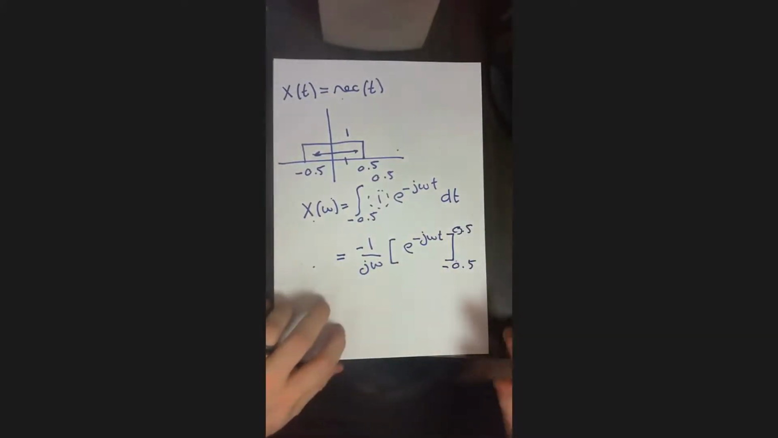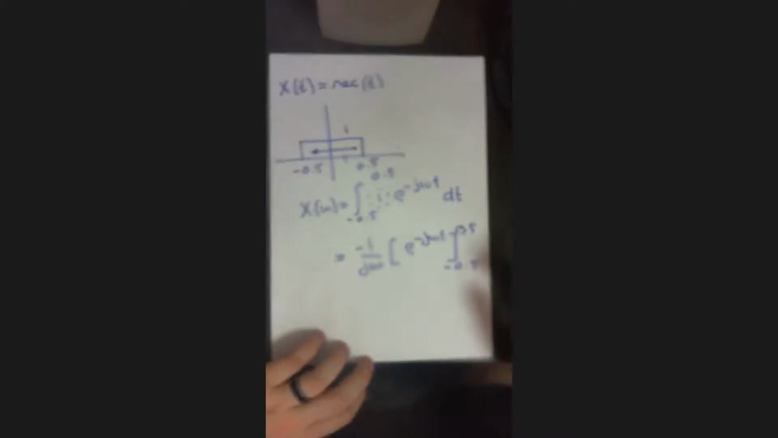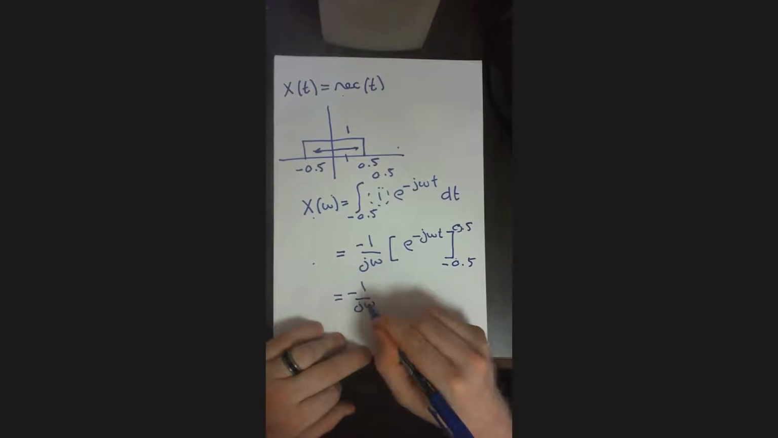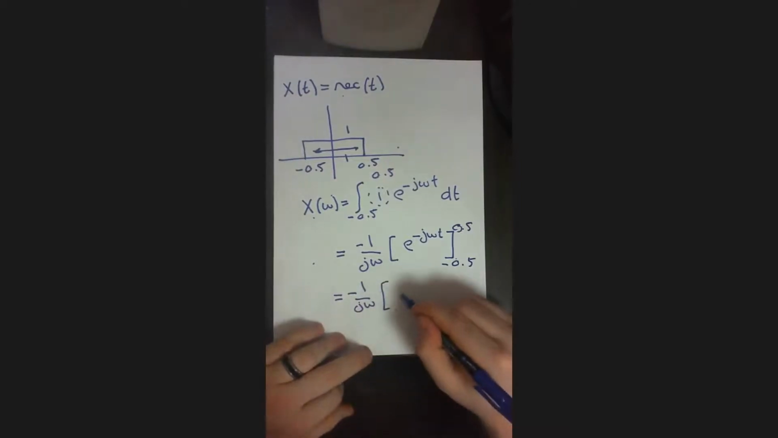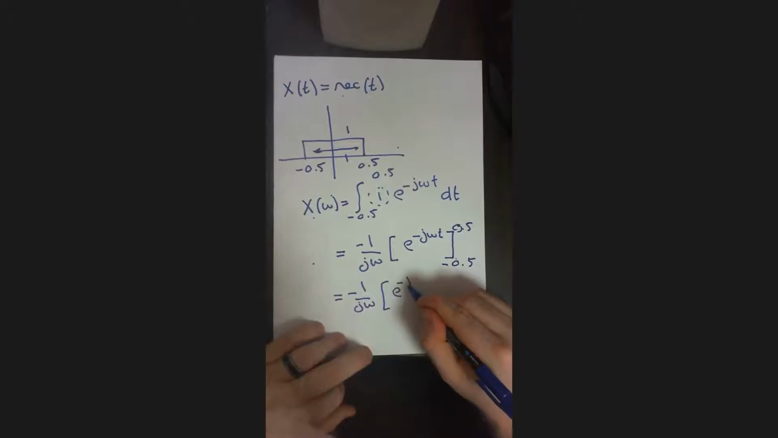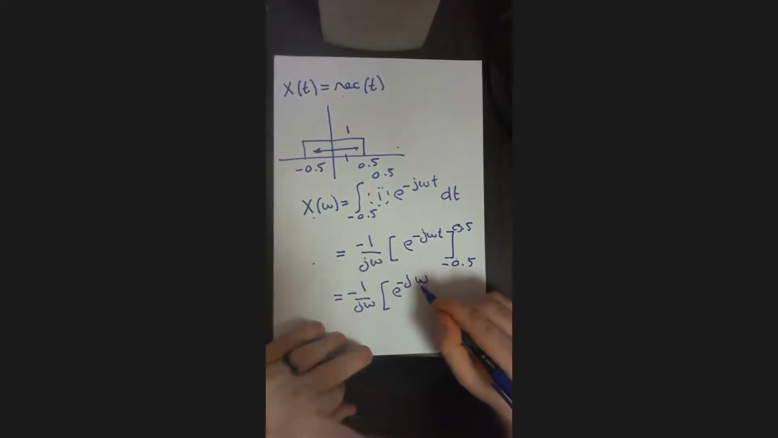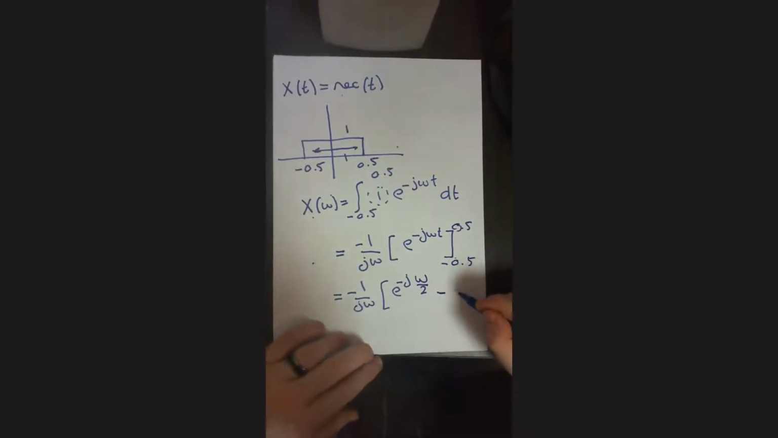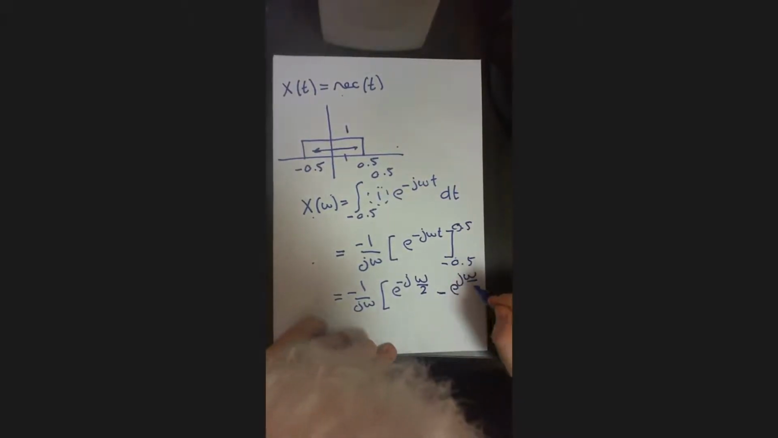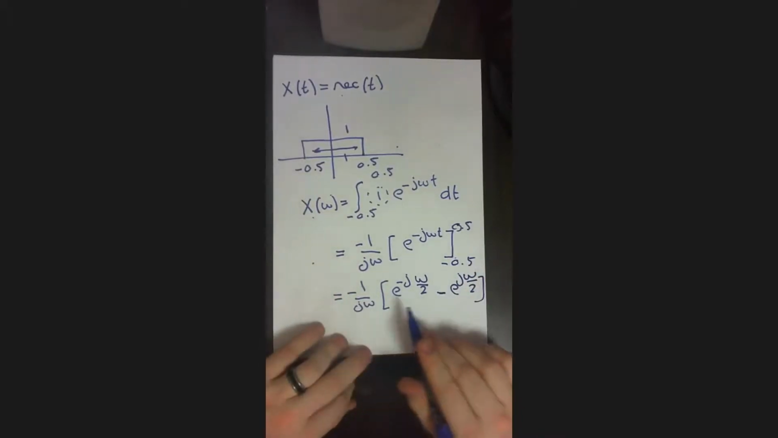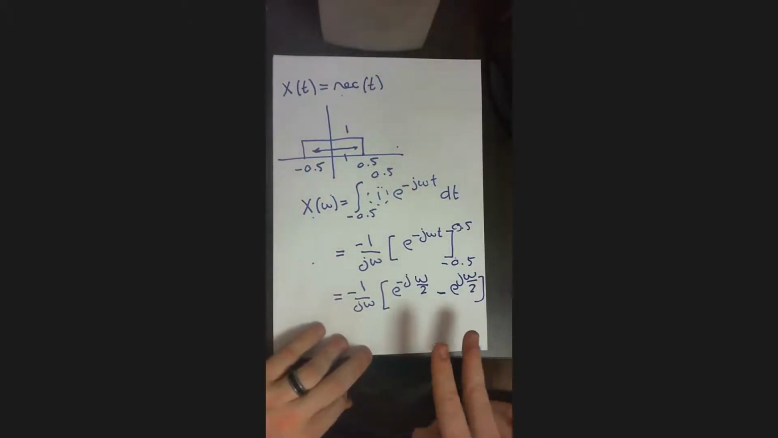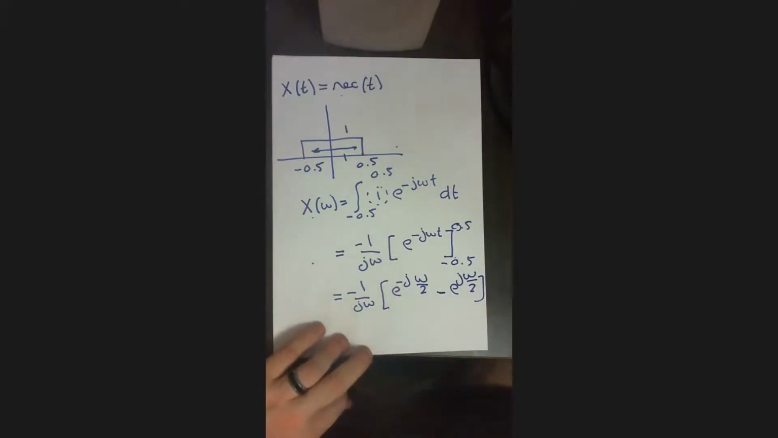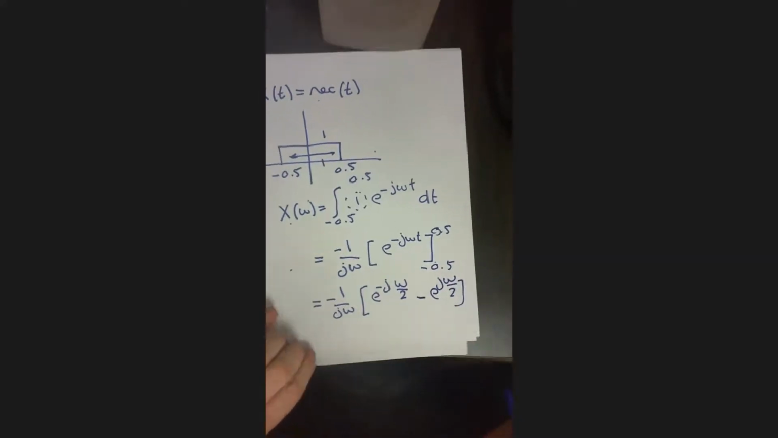This is just some sort of revision. We already know the output, which is the same function. So negative 1 over j omega, and here we have e power minus j omega over 2, which is the 0.5, minus e power j omega over 2. Now we can enter this negative sign inside the bracket, so we can switch the two terms, and also we can have 2j here in order to get the sinusoidal expression, if you remember.